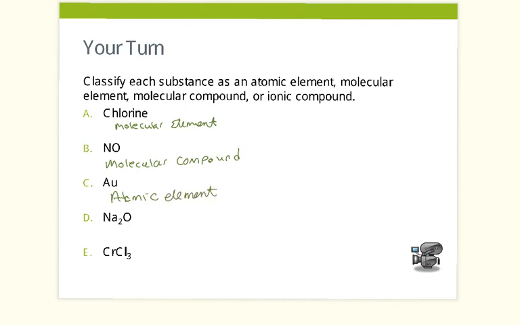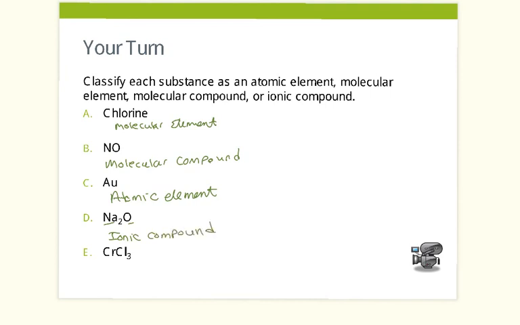We have here sodium and oxygen. Obviously, there's two elements, so it's going to be a compound. And now we need to ask ourselves, which kind of compound is it? We have a metal and a nonmetal, so it's going to be an ionic compound.